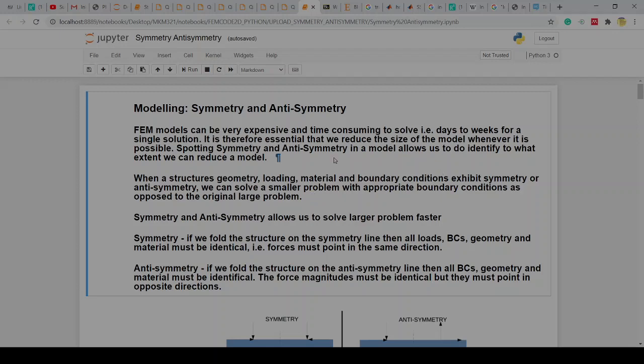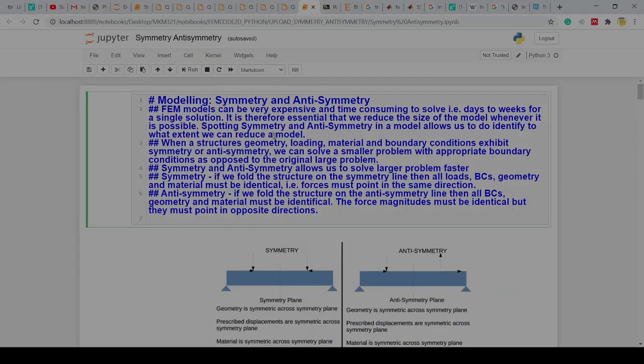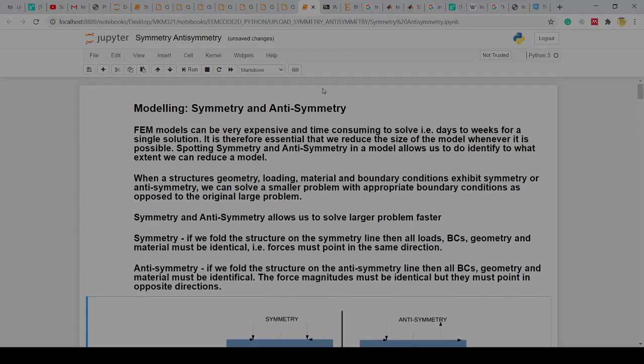So I'm going to focus only on symmetry for today, and then tomorrow we're going to look at anti-symmetry. So that's really what we're going to be looking at. The bottom line is, FEA models can be quite time-consuming and expensive to solve, and by spotting symmetry and anti-symmetry in the model, we can really reduce the computational cost.